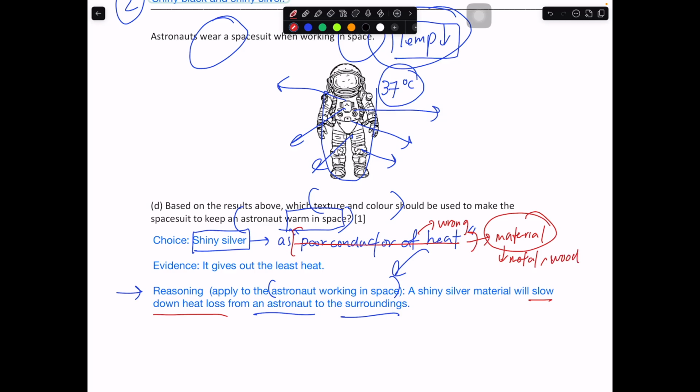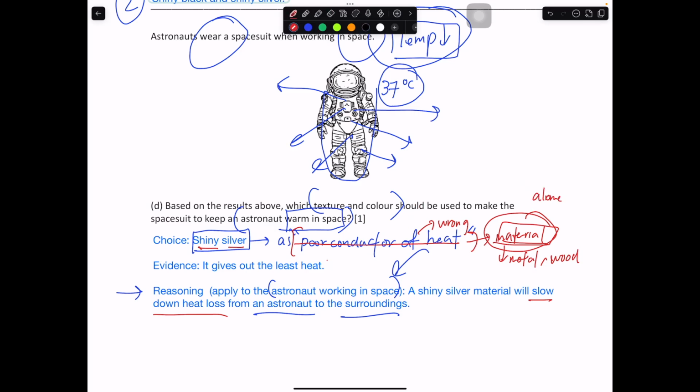Now we are talking about texture and color. We are essentially saying that the material is the same, but they have different color, different texture. So in this case, we cannot say a different texture is a poor conductor of heat. Color and texture we cannot equate to poor conductor of heat. Poor conductor of heat only applies to material alone, most of the time.